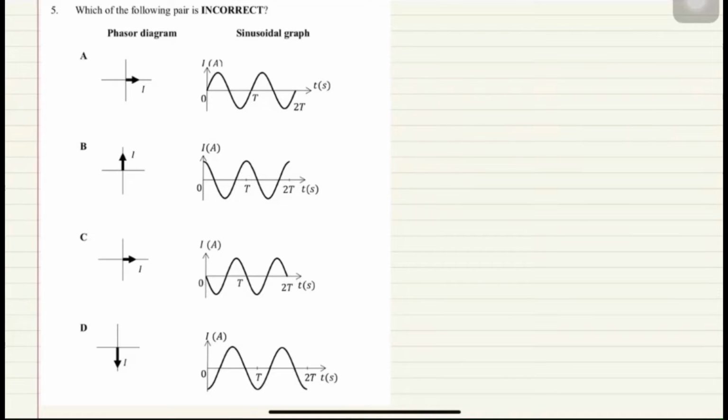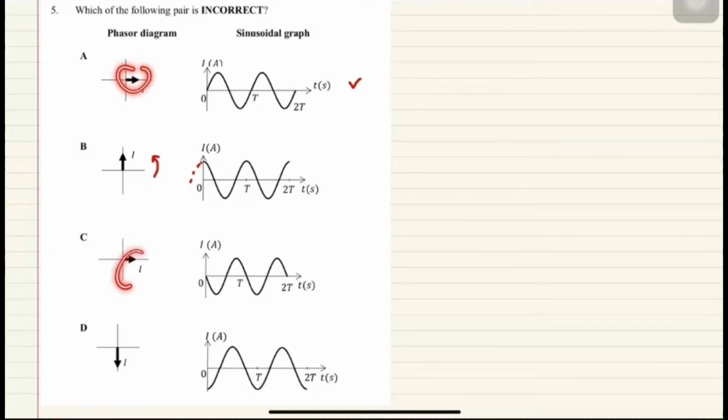For example, in this one, I is here, so here I say it starts from 0. So it becomes a sine graph. So this one is correct. For the second example, D, it means it starts early by 90 degrees, because the rotation is like that. So now I starts early, maybe it starts from here. That one is correct as well.